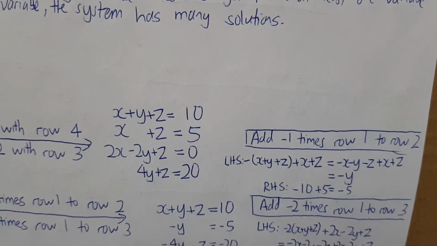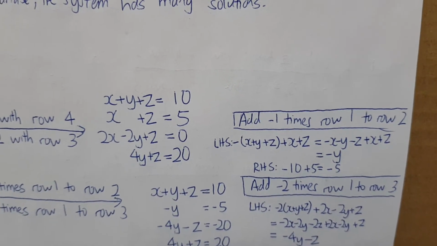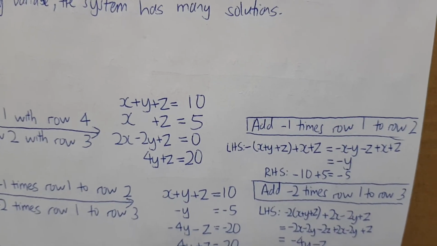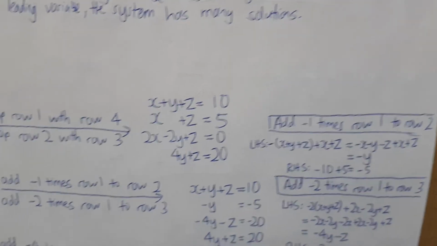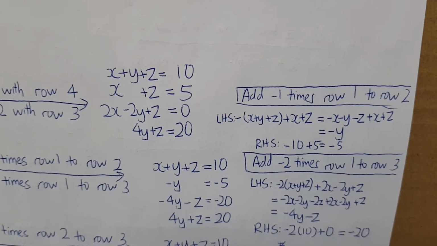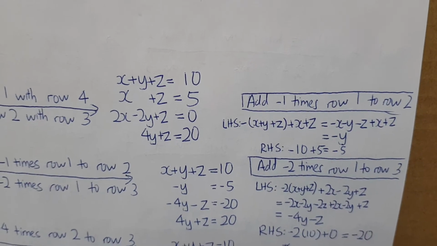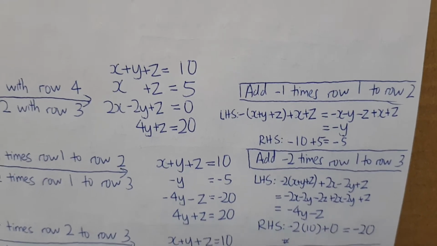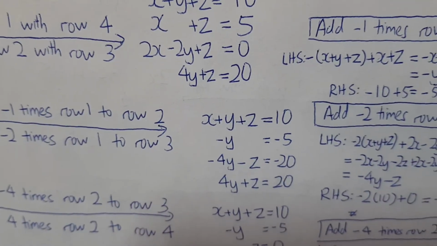Hence, for the first step, adding minus 1 times of row 1 to row 2, this is how it is. So this is the left hand side, minus x plus y plus z, and then plus x plus z will give me minus y, and the right hand side will be minus 10 plus 5 equals to minus 5. And for the minus 2 times of row 1 to row 3, minus 2x plus y plus z plus 2x plus minus y plus z will give me 4y minus z, and the right hand side will give me minus 20. So hence, this is how my next transformed equation is.